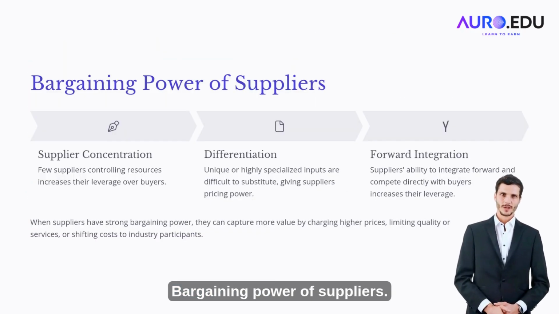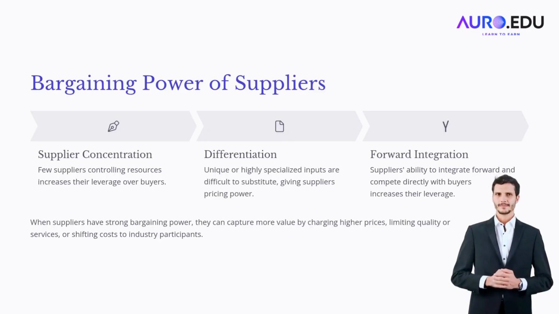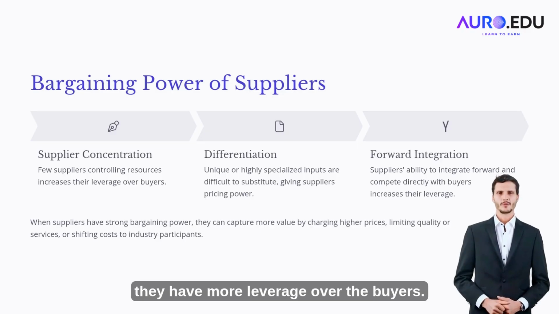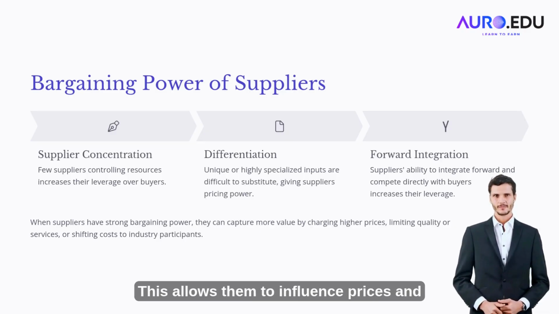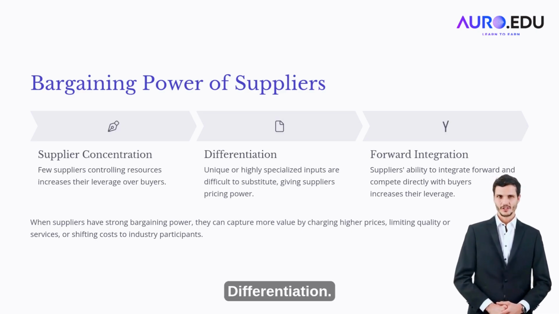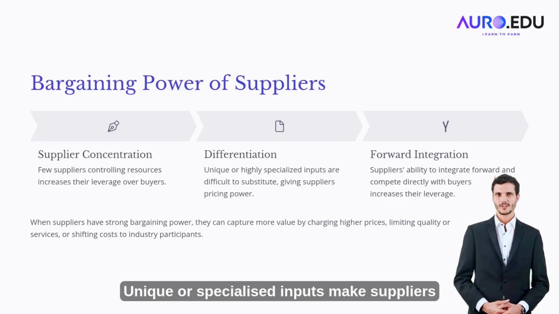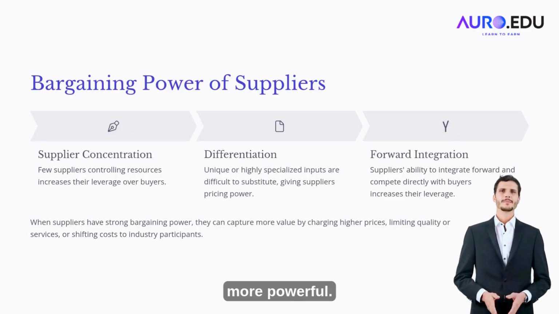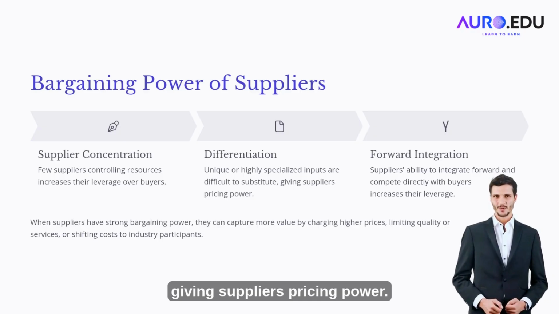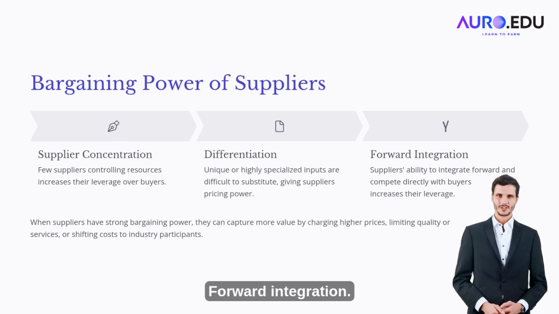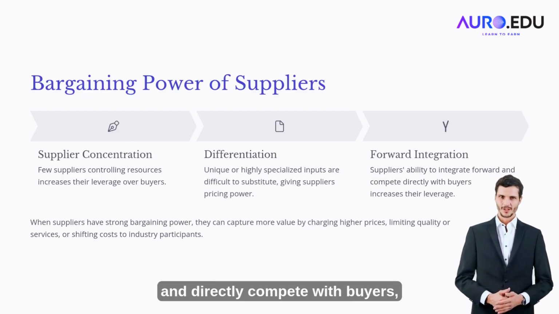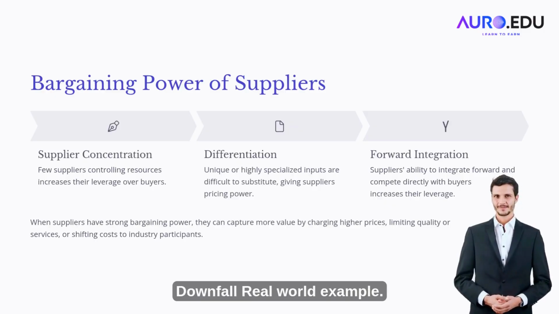Bargaining power of suppliers. Supplier concentration. When there are few suppliers, they have more leverage over the buyers. This allows them to influence prices and availability of resources. Differentiation. Unique or specialized inputs make suppliers more powerful. Buyers are dependent on these inputs, giving suppliers pricing power. Forward integration. If suppliers have the ability to integrate forward and directly compete with buyers, their bargaining power increases.